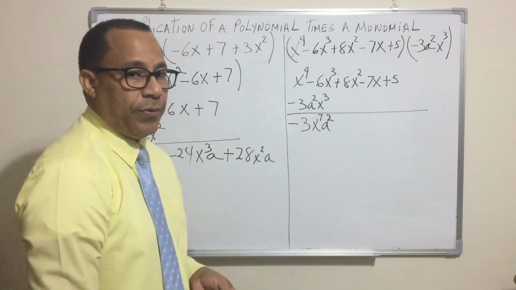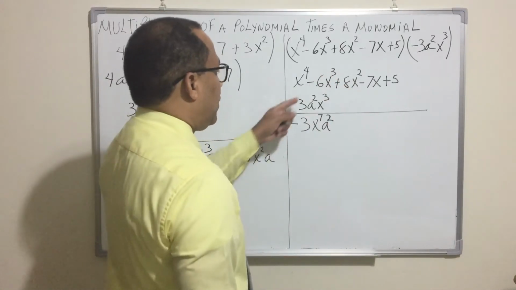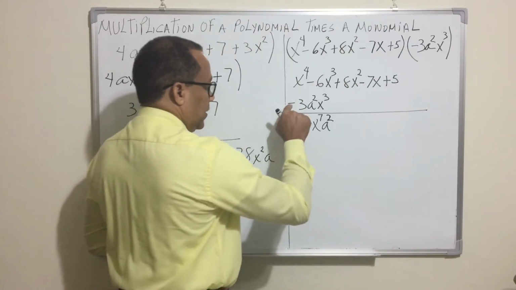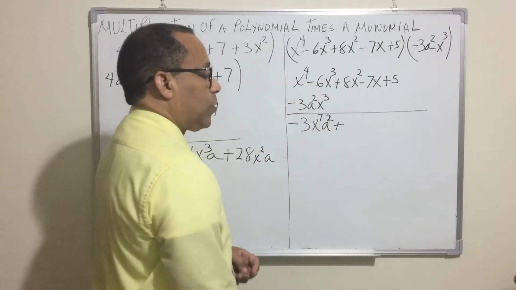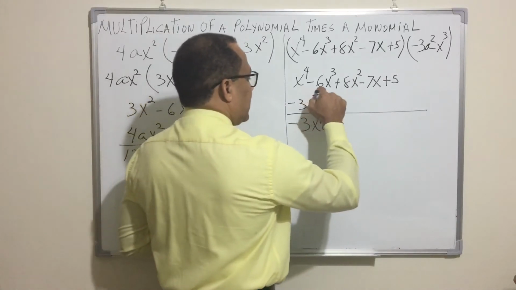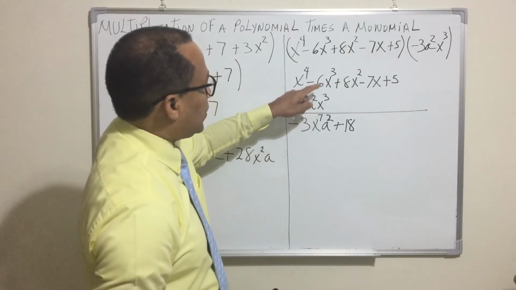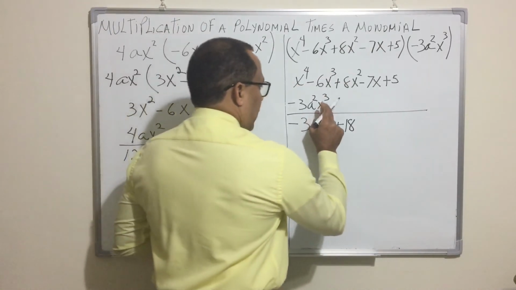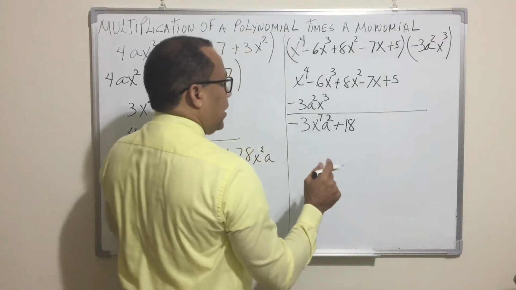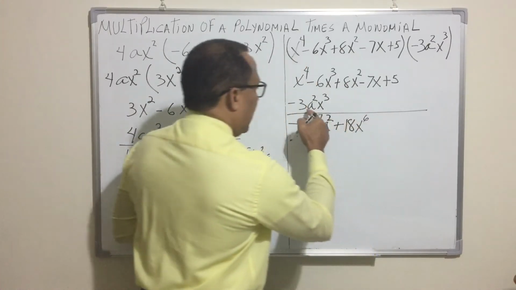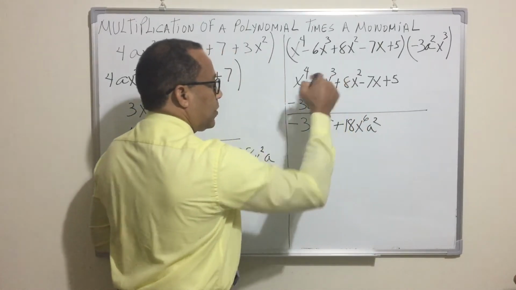I already got my first term. Then I multiply the monomial times the second term. I'm multiplying the signs first. This negative times a negative equals positive. Multiply the coefficients. 3 times 6 equals 18. A to the second, x to the third times x to the third. This is x to the third, x to the third. 3 plus 3 equals 6. So it's 18x to the 6. And then again, I'll just bring down the a to the second, because there's no a's here.